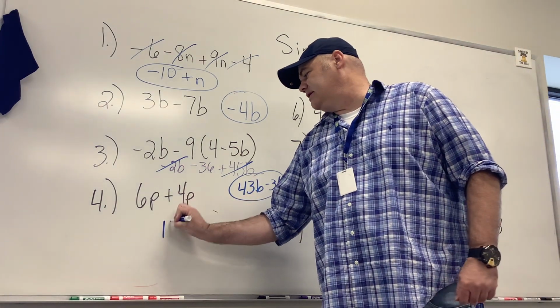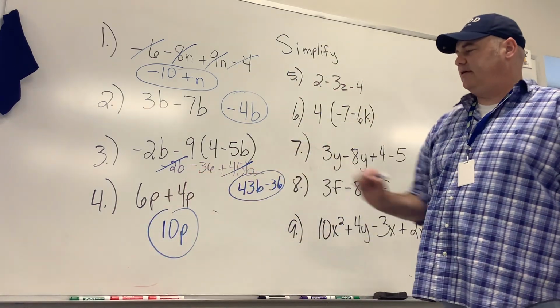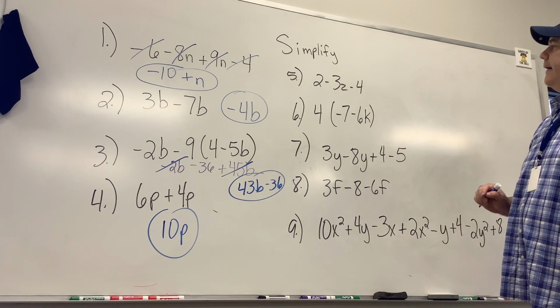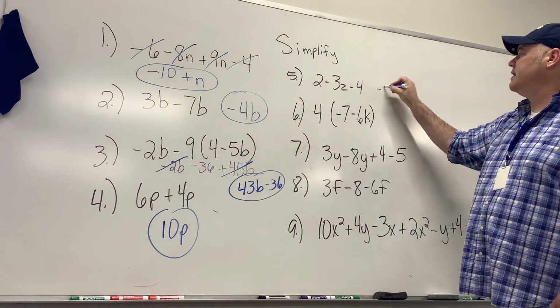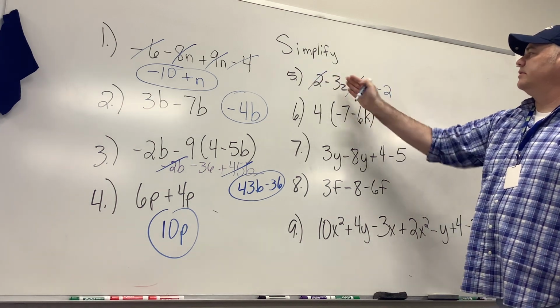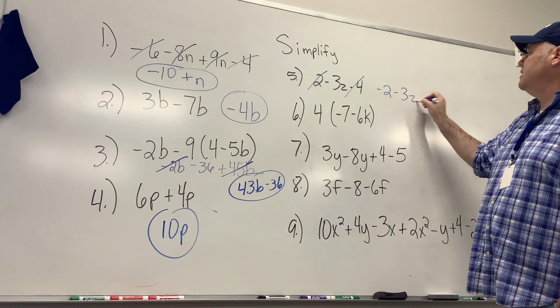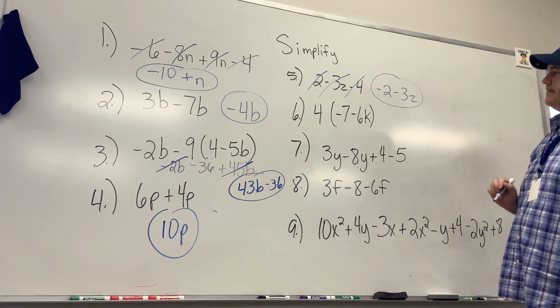6p plus 4p is 10p. So 6 potatoes plus 4 potatoes, you have 10 potatoes. Okay? Then 2 minus 4 is -2. And then, so you got rid of the numbers, and then you have -3z. That doesn't combine with anything else, so you're done with that.